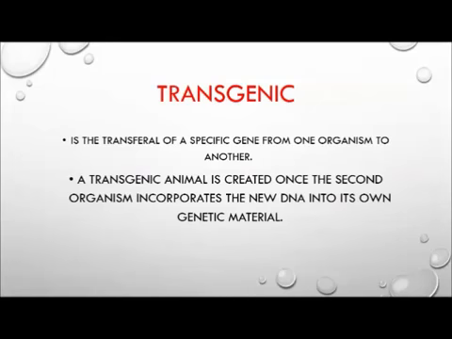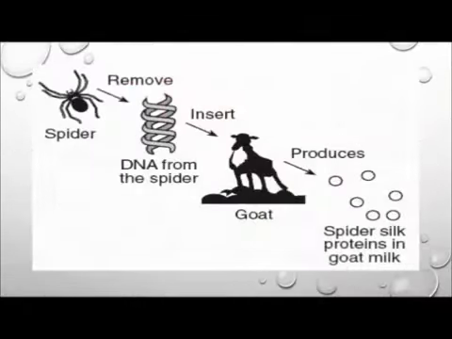The first is transgenic. Transgenic is the transferal of a specific gene from one organism to another. A transgenic animal is created once the second organism incorporates the new DNA into its own genetic makeup. Take a look at this picture. They removed DNA from the spider and inserted it into the goat, and then the goat produces milk with silk in it. So this is an example of a transgenic animal, which is a silk-producing goat.